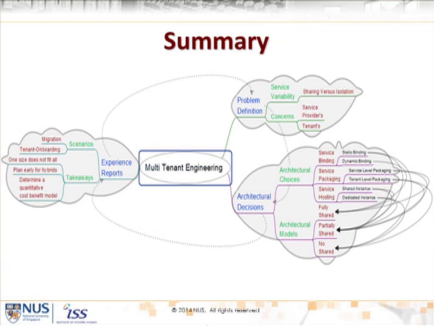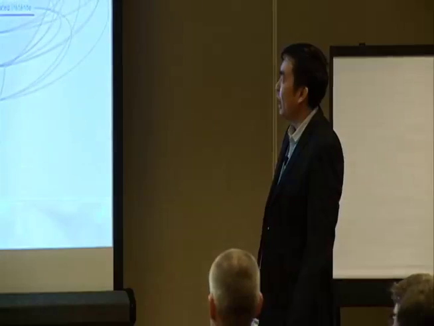So basically, in the problem definition, we need to be concerned about both the tenant and the service provider. We cannot just think based on the tenants sharing resources, because the tenants' expectations will hit you later on in the coming years. So the architecture decisions will be the choices to be made and the models. And I shared through the two experience reports. That's all I have. Thank you.